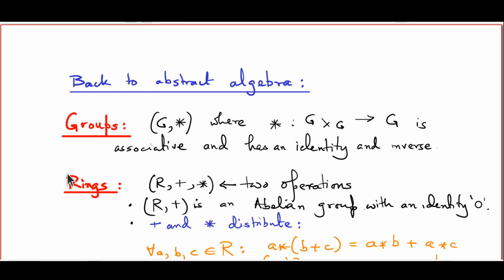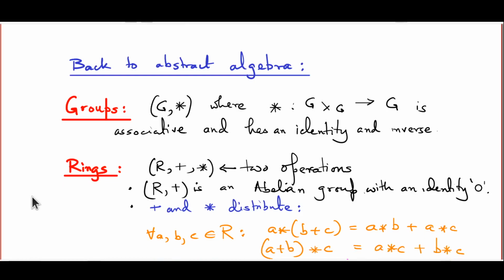Just a quick reminder, a group is a pair, a set G with an operation star, where star is a binary map, a map from G cross G to G, which is associative and has an identity and an inverse. We have talked a lot about groups before, so we are not going to labor this point any further. But beyond groups, there are other algebraic structures which are going to be very important. One such algebraic structure which may be a bit unfamiliar, especially to physics students, is that of rings.